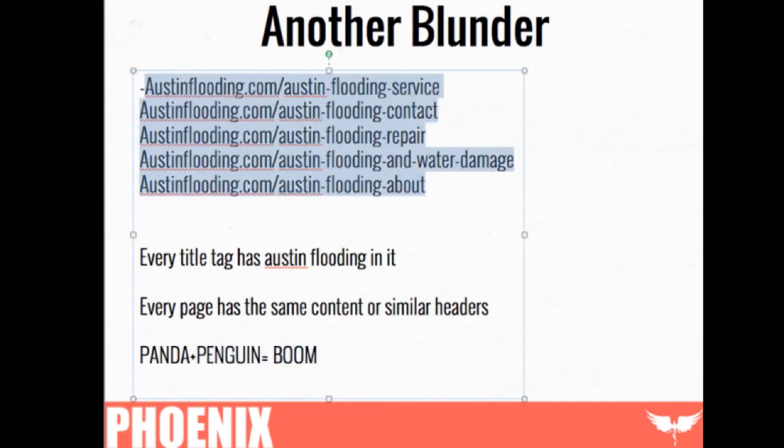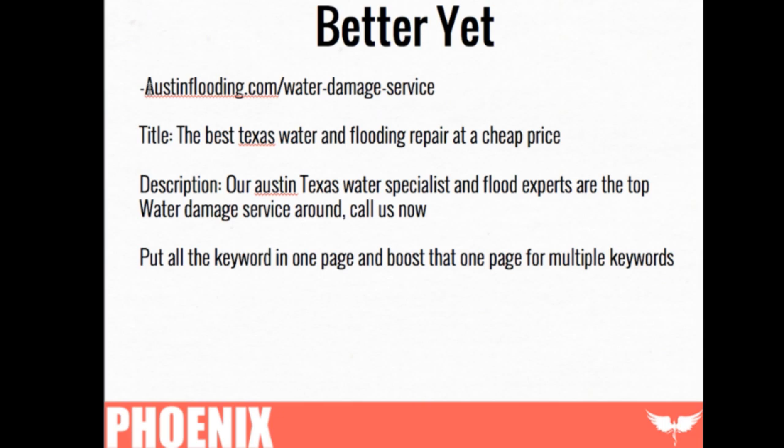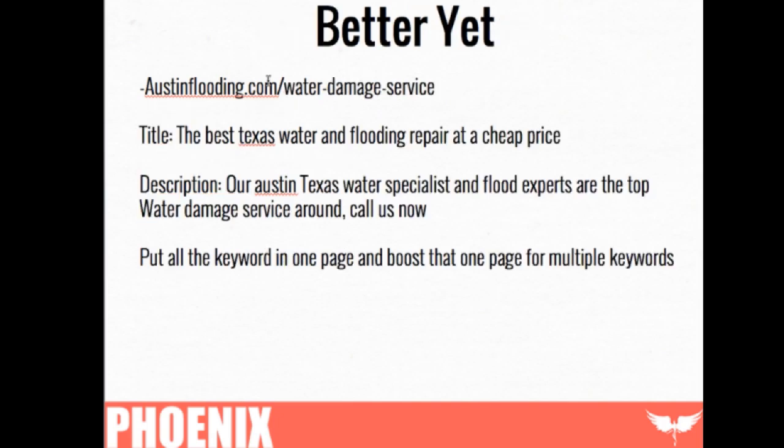So what we could do instead is change the URLs to this: Austin Flooding Service, Austin Flooding Contact, Austin Water Repair, and make sure every page has unique content. Big, simple fix right there. Better yet, what you could do is try and work all these keywords: water repair, water damage, water service, flooding repair, flooding damage, work it all into the same page.